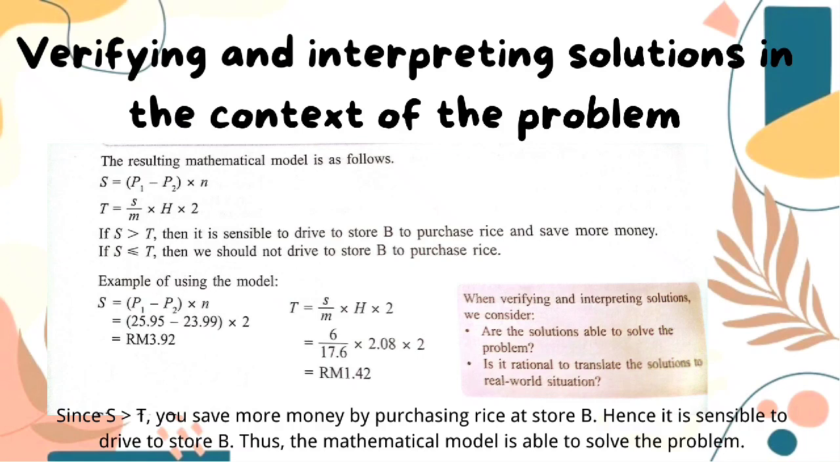The second one is T equals S over M times H times 2. This is equal to 6 over 17.6 times 2.08 times 2. So the answer is 1.42 ringgit. Since S is greater than T, you save more money by purchasing rice at store B. Hence, it is sensible to drive to store B. Thus, the mathematical model is able to solve the problem.